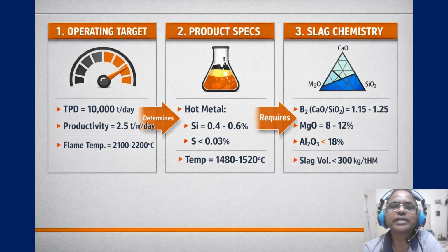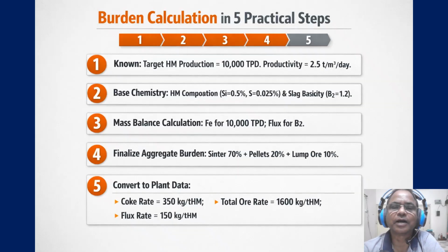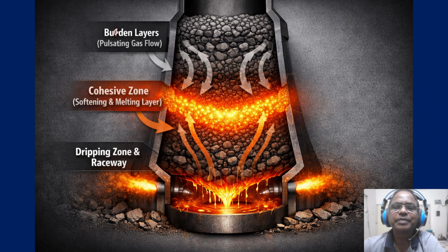Fourth, you finalize the aggregate burden mix. Is it 70% sinter, 20% pellet, or 10% lump? These mixes determine your gas flow and reducibility. Fifth, you convert everything to plant data, the kg per ton of hot metal. So this is your daily charging sheet. This recipe ensures your furnace gets exactly what is needed to hit the KPI.